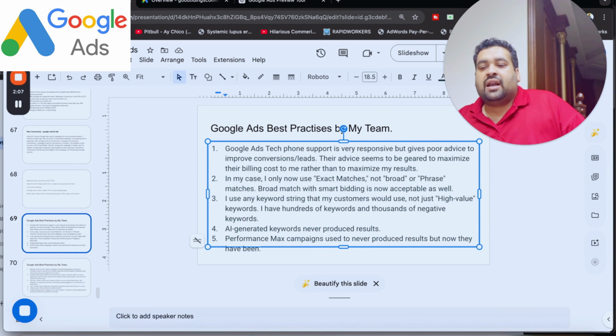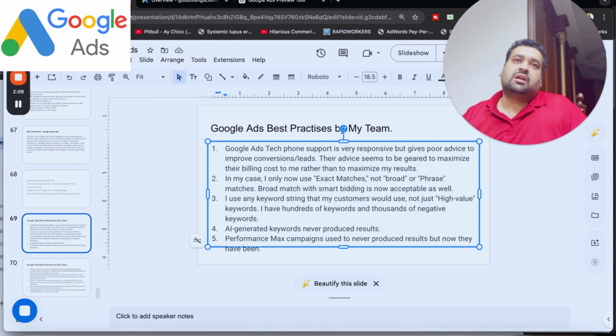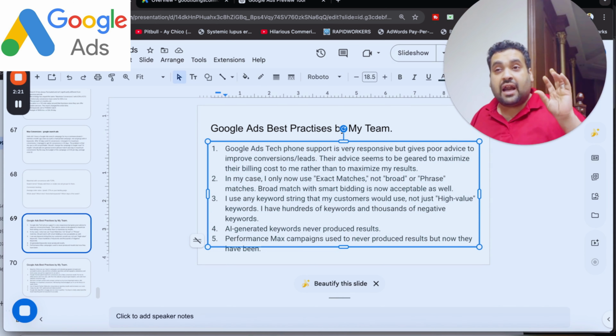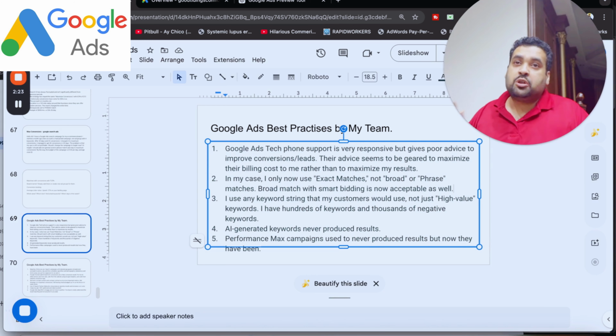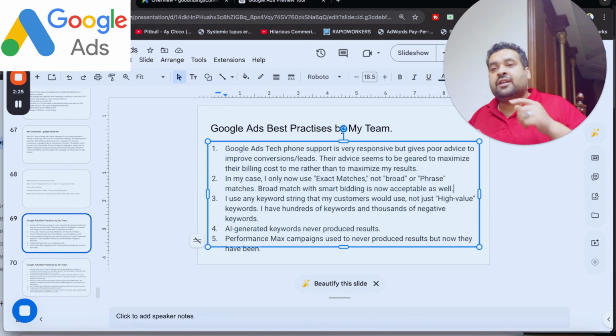Also, we have found that AI generated keywords never produce results. Why? Because they are not focused on the intent. So I think that intent is very important to learn. And if you follow the intent, you have to make sure your ad, account structure, and your landing page all answer that intent with which the user has clicked on your ad. So it's a complete cycle. It may seem easy, but it's not as easy as we think.